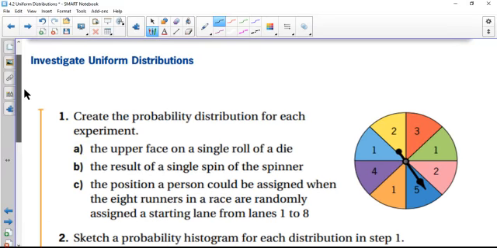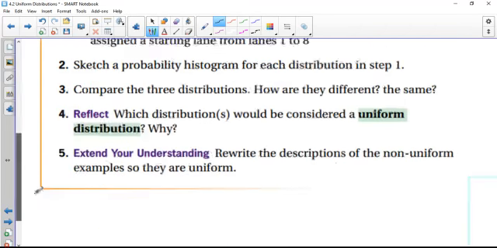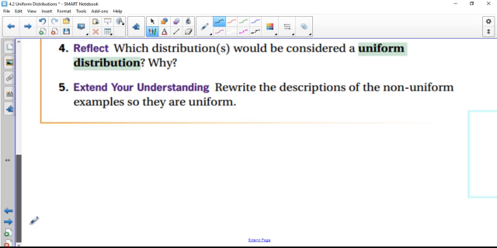So we're going to look at some uniform distributions. I want you to create the probability distribution. Don't forget the probability distribution is just we have our values and then the probability of each of those. And then we would graph those and that's what a histogram would be. So we just want to create the table first of the probabilities of the upper face on a single roll of a die. Okay, so let's just look at a single roll of the die.